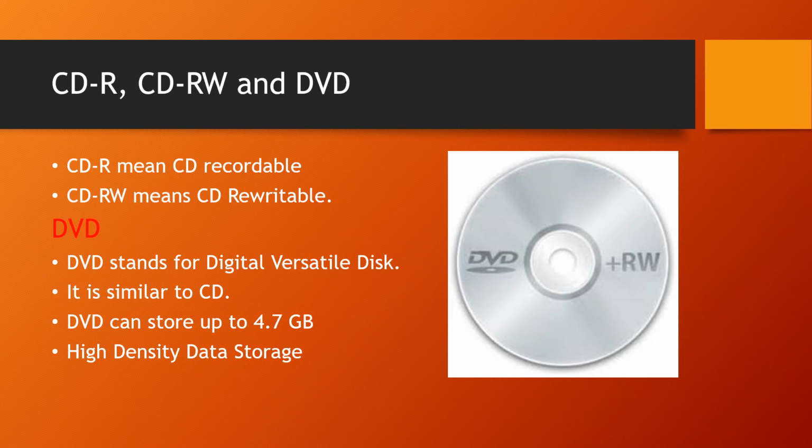Next is DVD. DVD stands for Digital Versatile Disc. It is similar to a CD in shape. A DVD can store approximately 4.7 GB of data, that is approximately 7 times more than your CD. It is a high density data storage device. High density means it can store approximately 7 times more data in the same space as a CD.